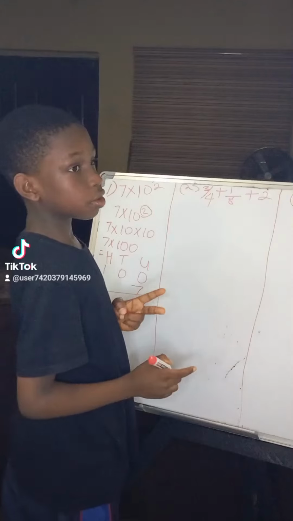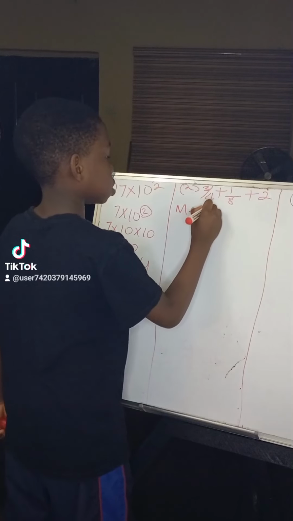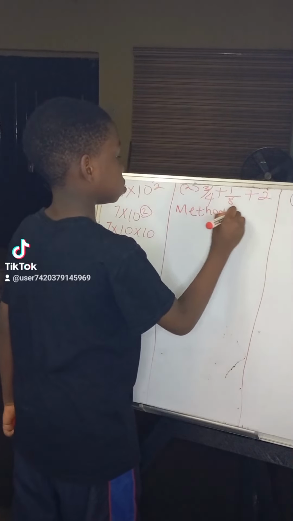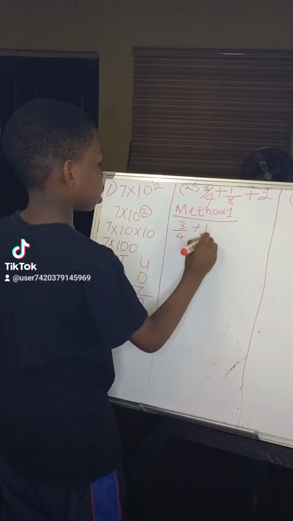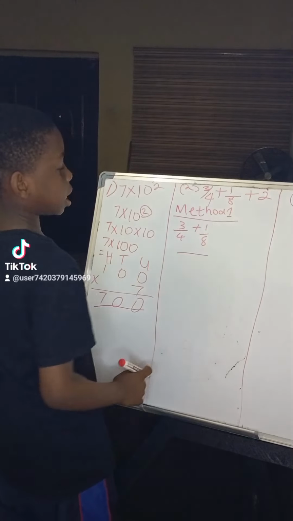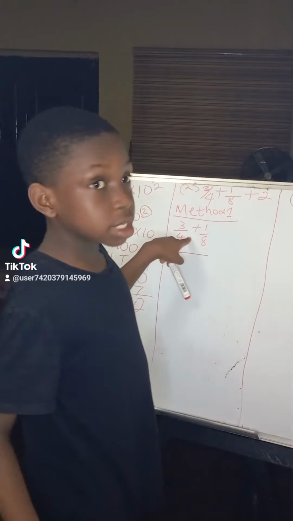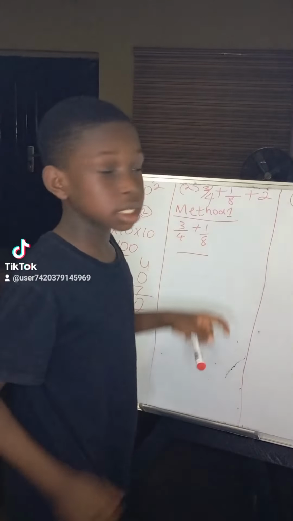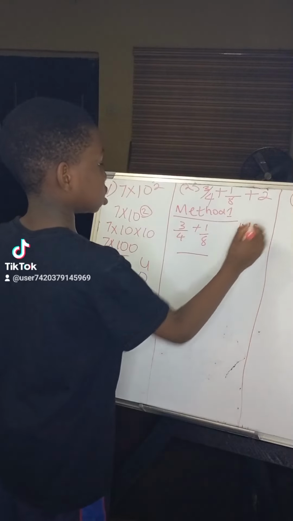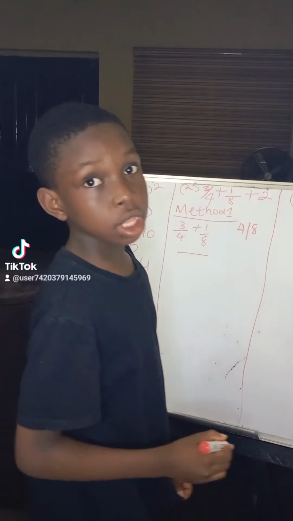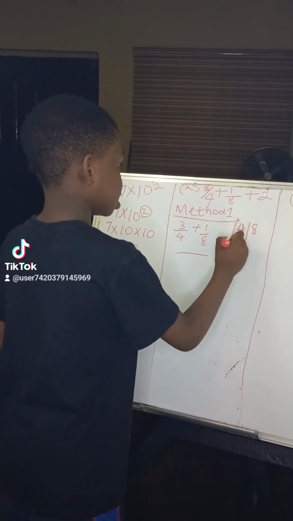There are 2 methods to solving this. I'll now solve the 2. Method 1. 3 over 4 plus 1 over 8. We're going to leave this 2 aside first. Now we need to find the lowest common multiple, LCM, of 4 and 8. So we'll just write 4 and we'll draw a line and write 8. Now we need to look for a factor, the lowest factor that can divide these two numbers equally. And that's 2.